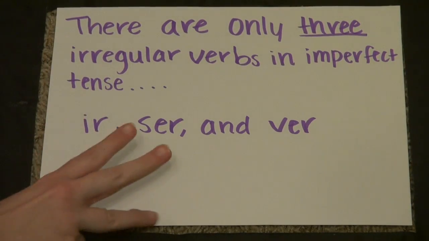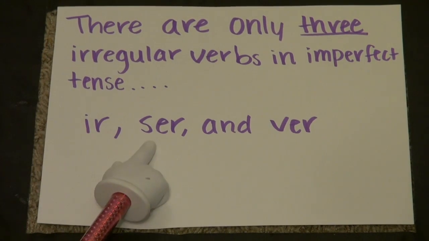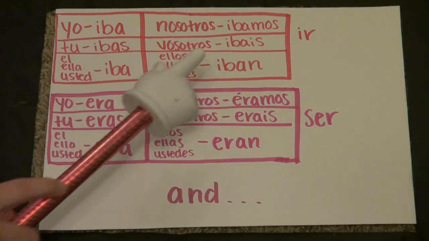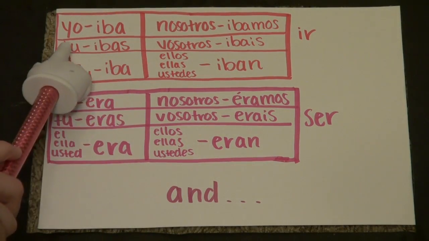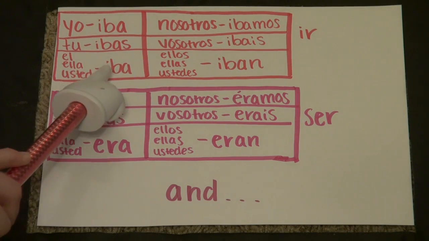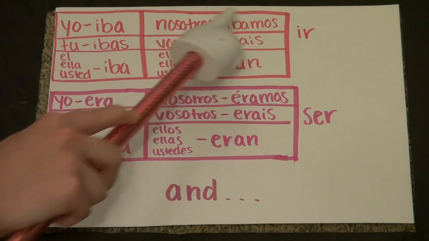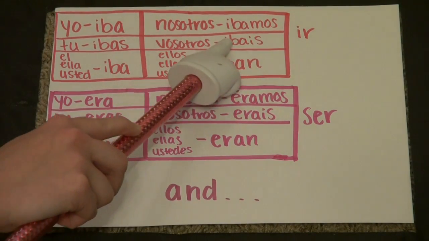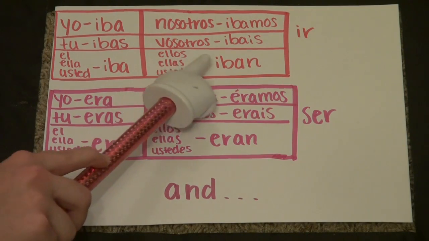There are only three irregular verbs in the imperfect tense: ir, ser, and ver. Ir is yo iba, tú ibas, él, ella, usted iba, nosotros íbamos, vosotros íbais, ellos, ellas, ustedes iban.